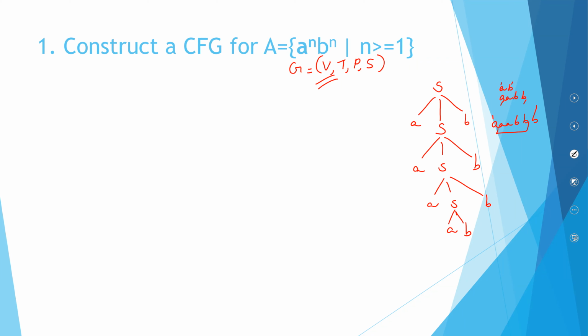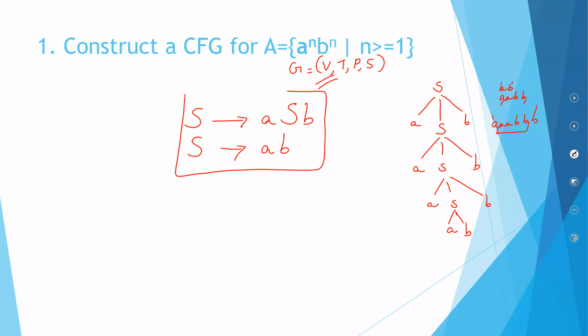Now imagine you can write your grammar like this. S is nothing but A S B. It goes on recursively, recursive, recursive. And then you should always have a stopping condition. The stopping condition over here is AB. So this is a very simple grammar.